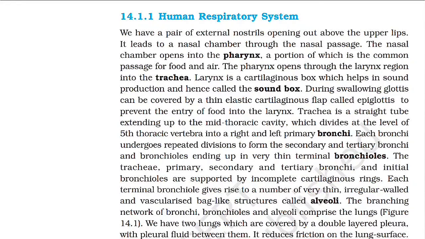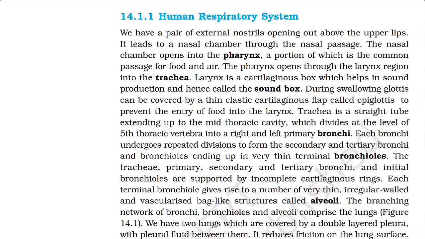During swallowing, the glottis can be covered by a thin elastic cartilaginous flap called epiglottis to prevent the entry of food into the larynx. Trachea is a straight tube extending up to the mid-thoracic cavity, which divides at the level of the fifth thoracic vertebra into a right and a left primary bronchi.